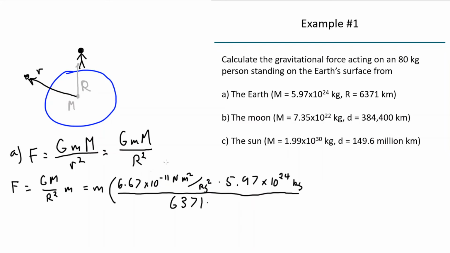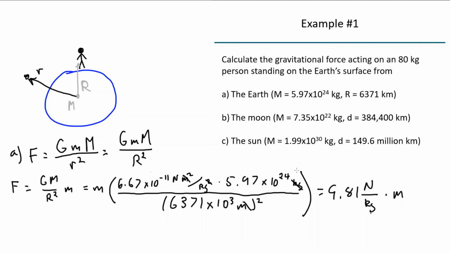6,371 kilometers. So I need to put this in meters, times 10 to the third meters squared. Okay, so when I plug this all into my calculator, what do I get? Well, I get 9.81, and let's check what my units are. I have newtons, I have meters squared, canceling meters squared down here, and I have 1 unit of kilograms in the denominator, canceling kilograms. So I have 9.81 newtons per kilogram times the mass of the person, m.